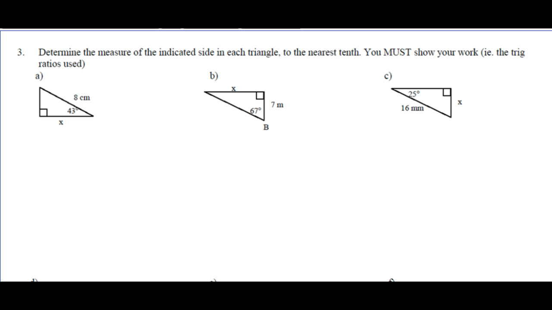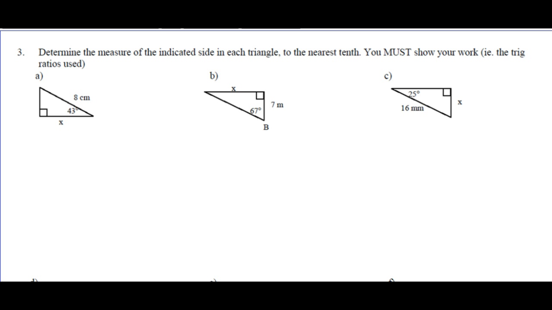Determine the measure of the indicated side in each triangle to the nearest tenth. You must show your work, i.e. the trig ratios used. Okay, this time we're going to use trigonometry and we're going to solve for a side measurement, right? So we used it to get angles, right? So what have we done?